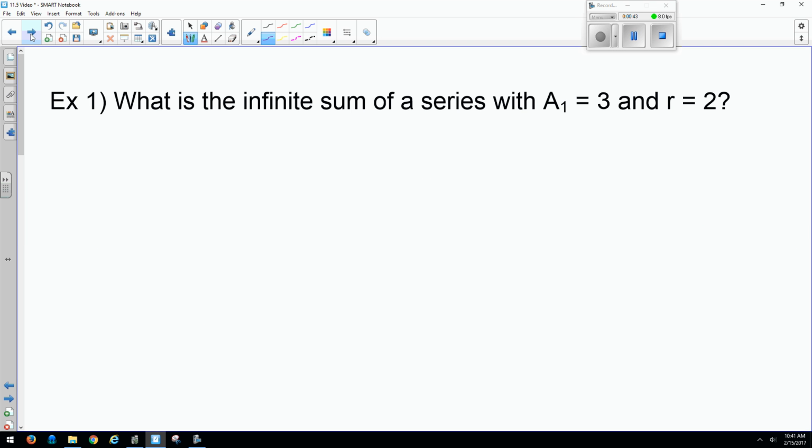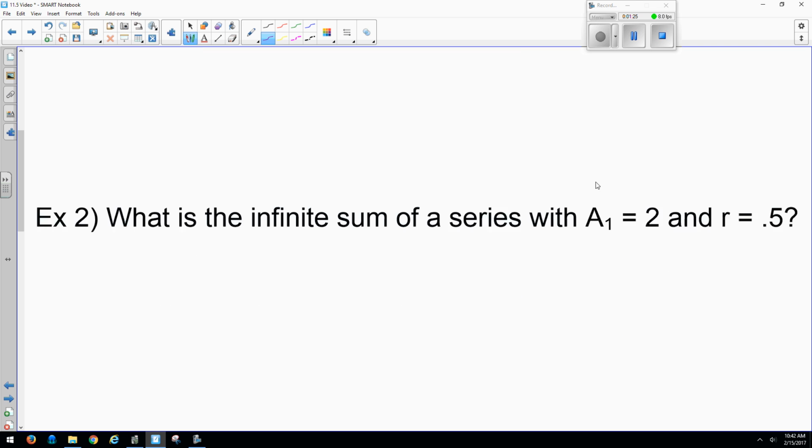Let's take a look at this example. What's the infinite sum of a series with your first term being 3 and your common ratio being 2? If we just keep going on, we would have 3 as our first term, and we multiply that by 2, and so on. You continue to multiply by 2 and add up all of those terms. Eventually this value is going to approach infinity because it keeps getting larger and larger, with your common ratio being 2.